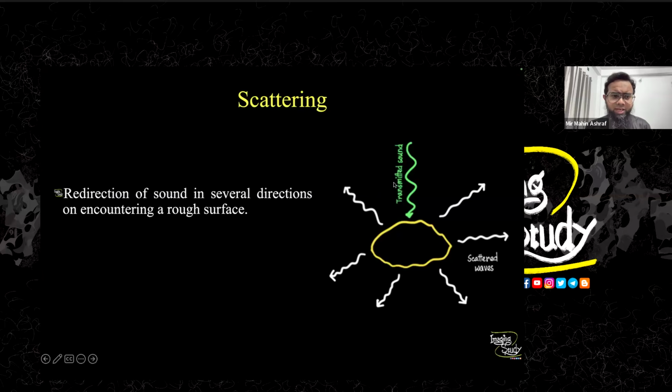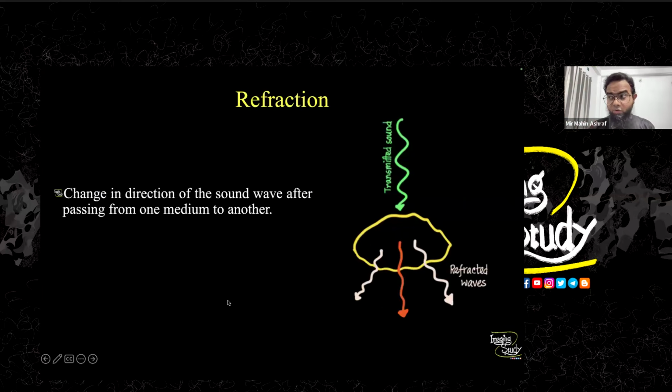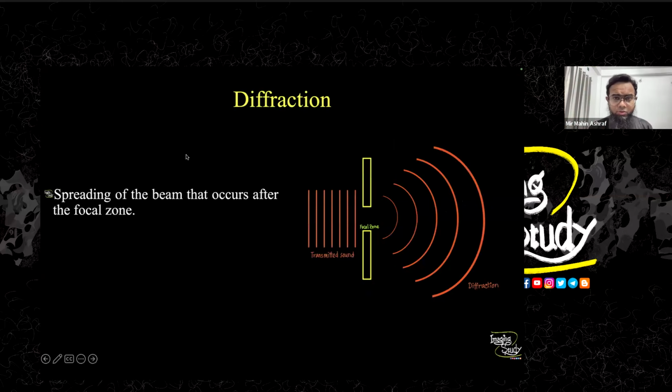Now, what about scattering? When the sound goes to a surface and gets a new direction, so this redirection of sound in several directions is called scattering. Air is a notorious substance for that, and fat is another substance doing this. So what about refraction? Refraction is a change of direction. When the sound is changing the media, it is changing direction. We call it refraction, which may cause some artifacts also.